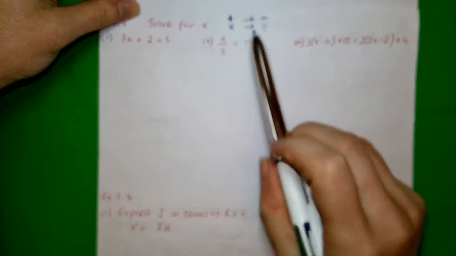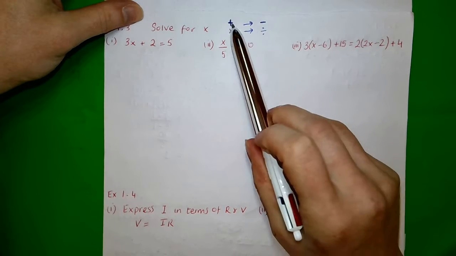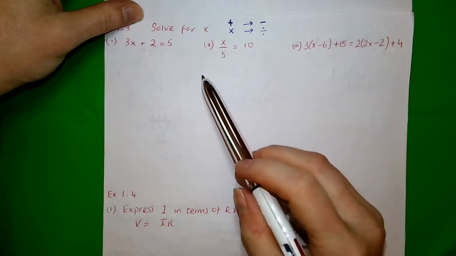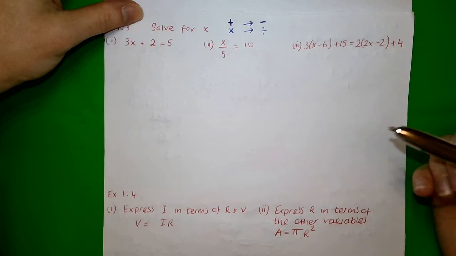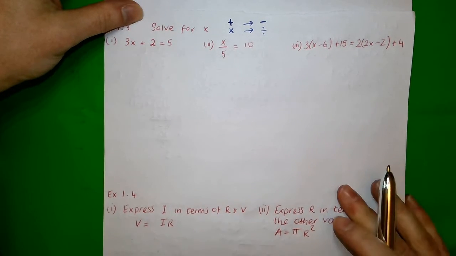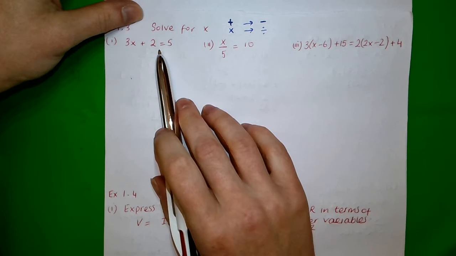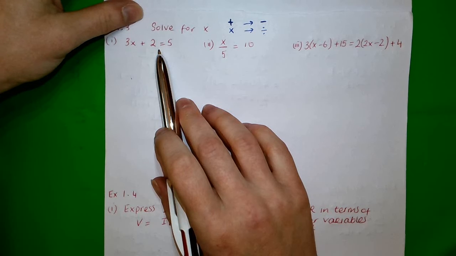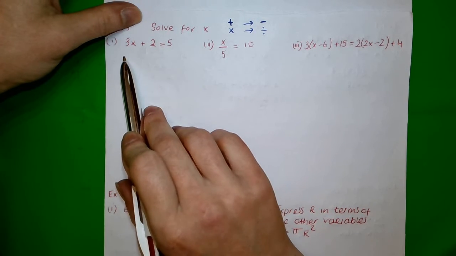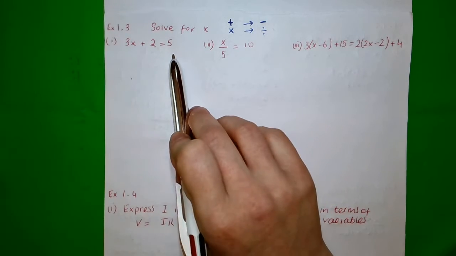Okay? So if you keep that in mind, if you want to get rid of something that's been added, you take away that same value. If you want to get rid of something that's been multiplied, you divide by that same value, okay? And vice versa. Okay, so in this first example here, we have 3x plus 2 equals 5. Okay, so we want to get all of our x terms on the left-hand side of the equal sign and all our numbers on the right-hand side of the equal sign.